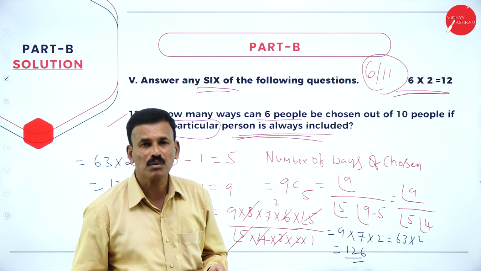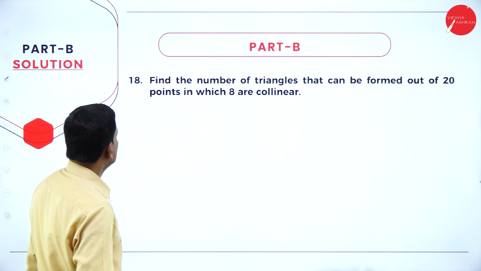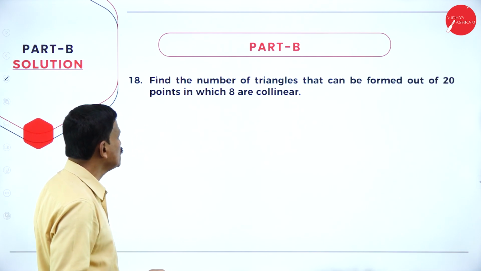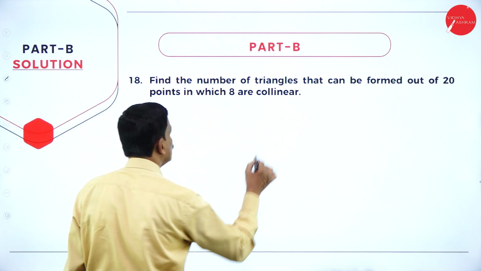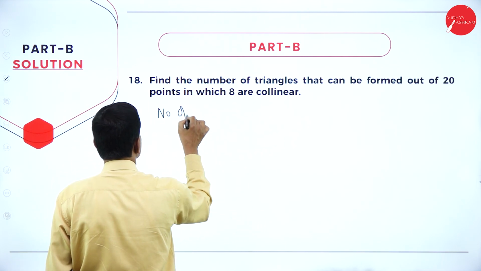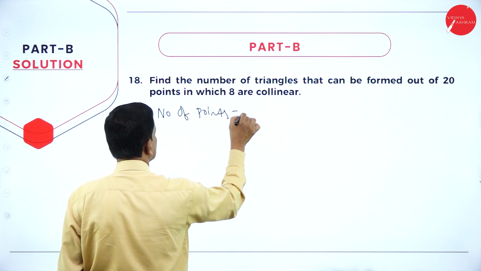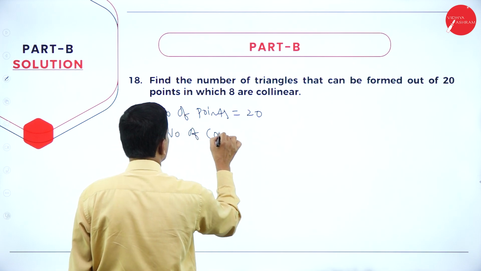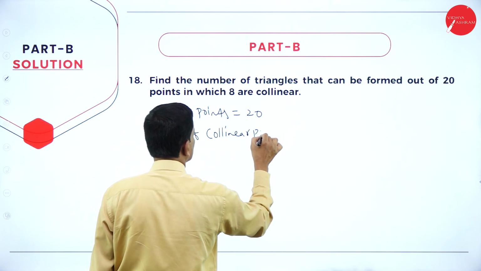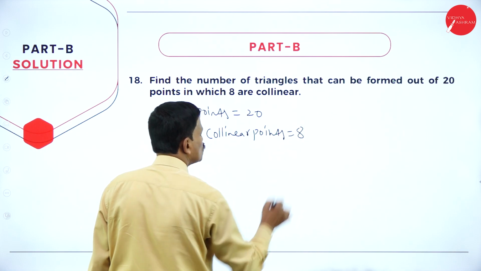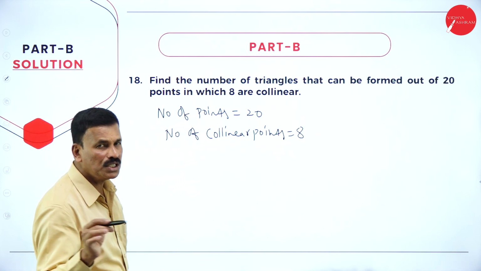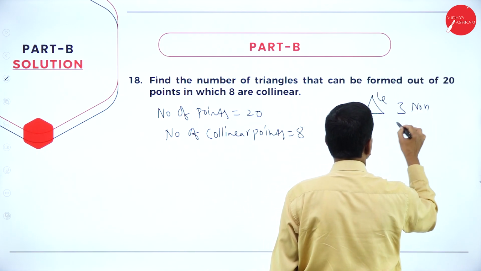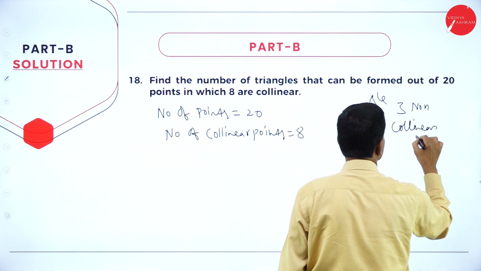Now move on to the next problem. What is the next problem? Find the number of triangles that can be formed out of 20 points in which 8 are collinear. How many points are given? 20 points. Number of collinear points: 8. To form a triangle, a minimum of 3 non-collinear points are required, right?